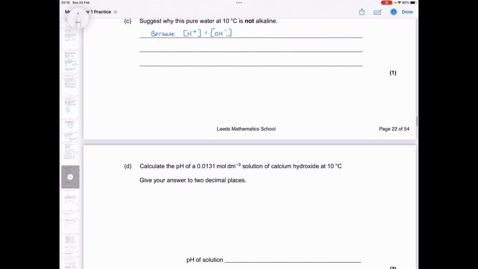Calculate the pH of a 0.0131 mole per decimeter cubed solution of calcium hydroxide at 10 degrees C. So we have calcium hydroxide, concentration is 0.0131. So the hydroxide concentration of this strong base is equal to 0.0262.